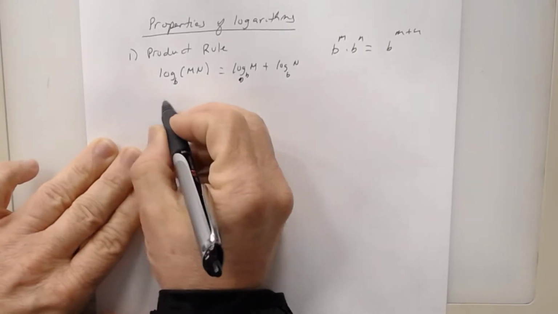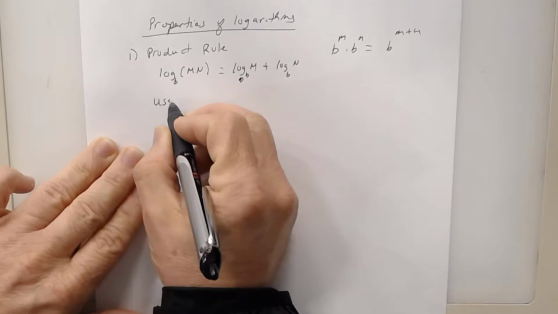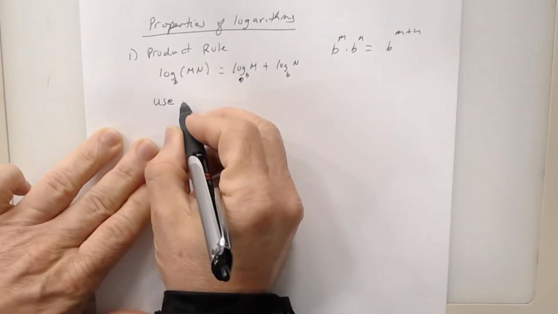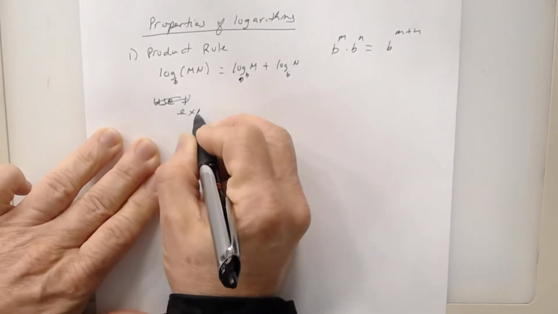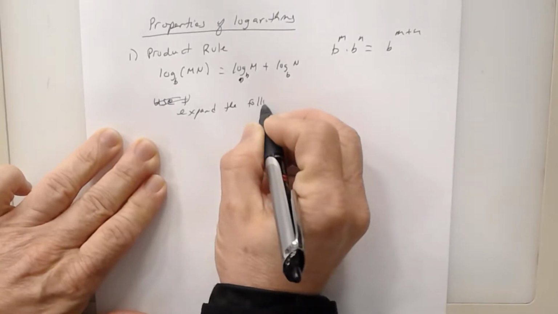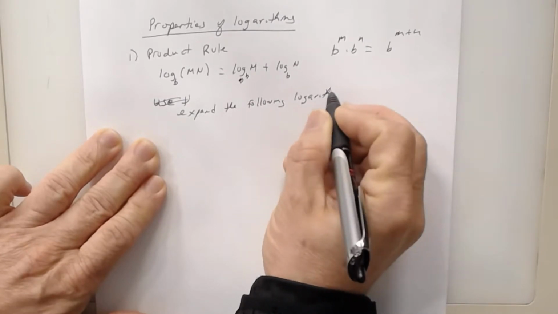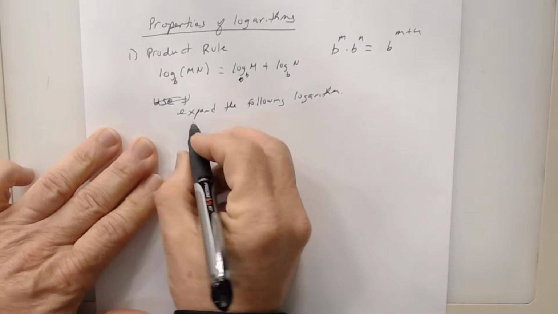The directions will say something like expand. It's going to use the word expand. Expand the following logarithm. All right, so for example, number 1.